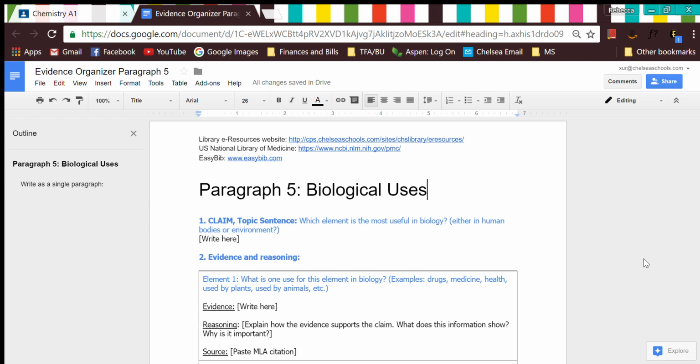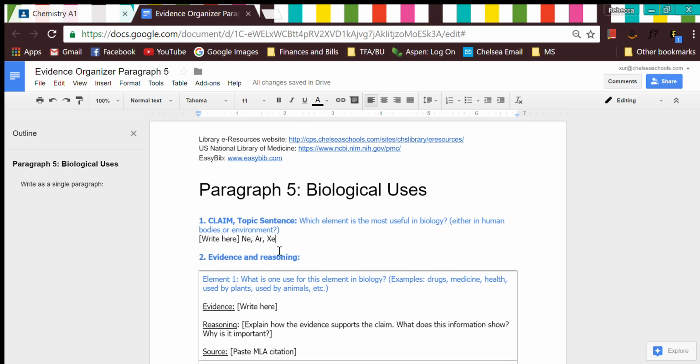Hi guys, this is to give you some guidance on paragraph 5, which is on biological uses. The goal of this paragraph is to answer the question, which element is the most useful in biology, either in human bodies or the environment? Again, I'm going to use neon, argon, and xenon as my fake elements.